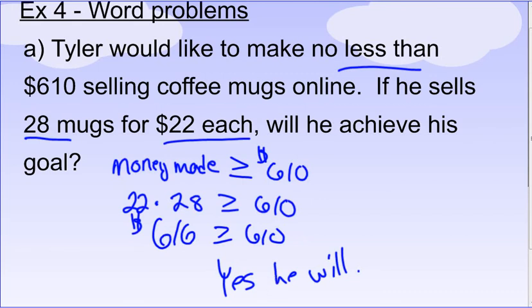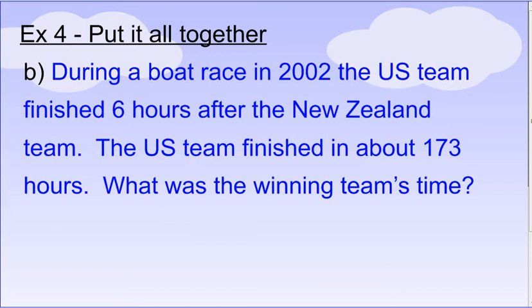Letter B, I'd like you to try on your own. It says, during a boat race in 2002, the U.S. team finished 6 hours after the New Zealand team. The U.S. team finished in about 173 hours. What was the winning team's time? Pause the video, do that on your own, and when you're ready to continue, hit play, and we'll go through it together.